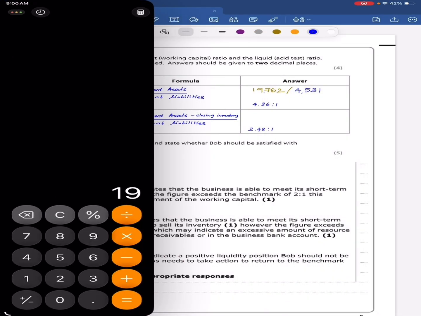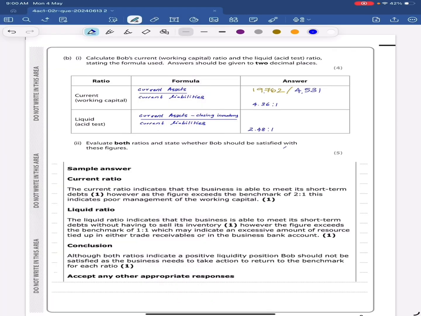So 19,762 divided by 4,531 should be 4.36. Remember to write it at least for 2 decimals. So 4.36 is to 1.